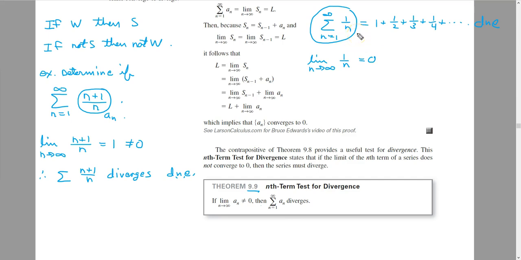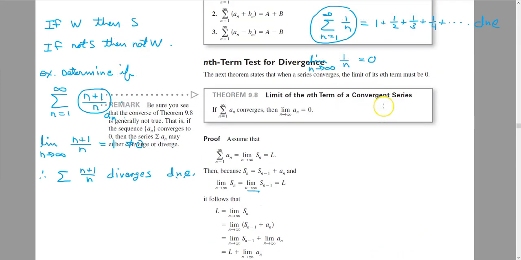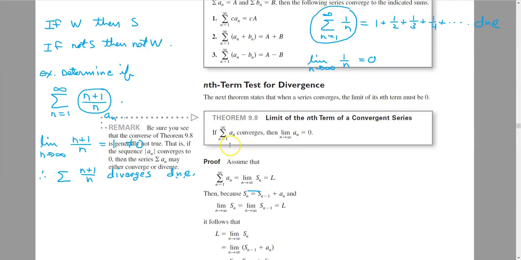If you think back to Theorem 9.8, it's only making this statement. Theorem 9.8 is telling you that if your series converges, if it exists, then the limit must have been 0. It doesn't say if the limit is 0, then it converges. And that concludes our discussion for section 9.2.